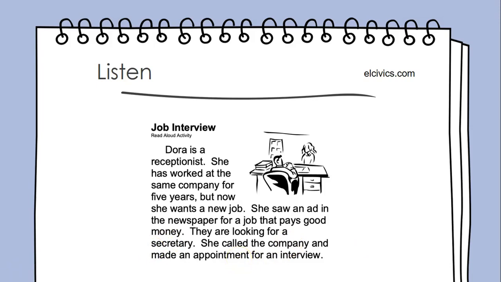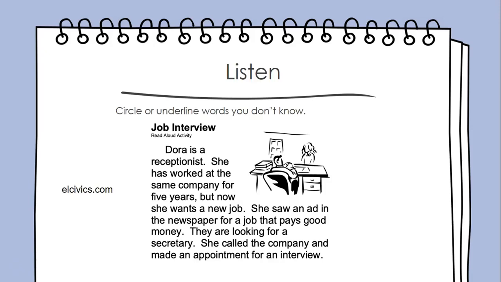So it's as simple as that, just listening. Now your teacher may ask you to listen a second time and to circle or underline words that you don't know. This is a great way to learn new words. So as the teacher reads through, to circle means to put a circle around or underline. There's not really a difference, whichever is easier for you.